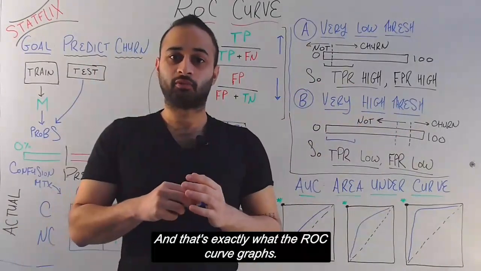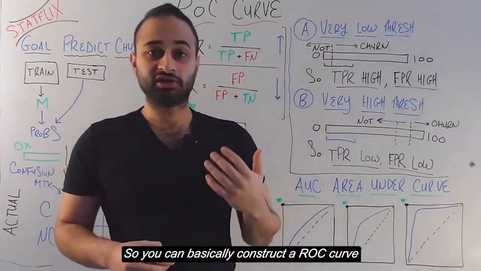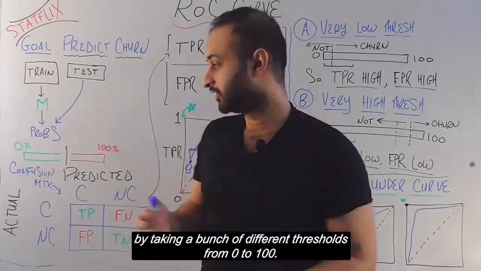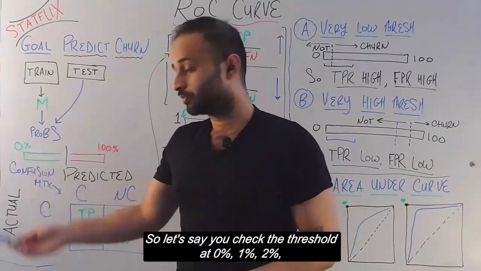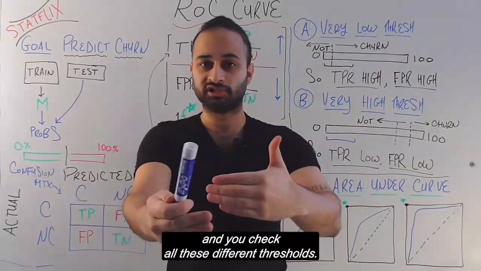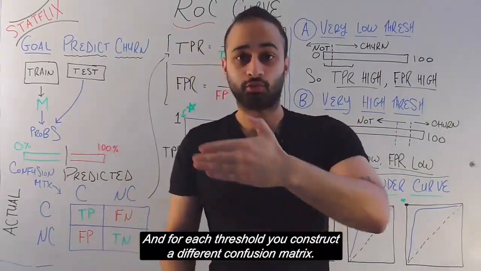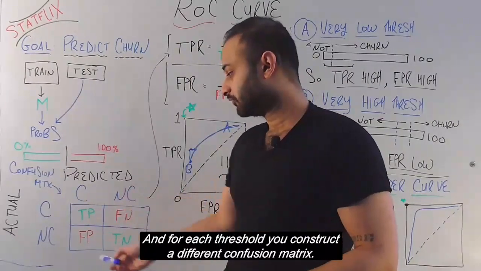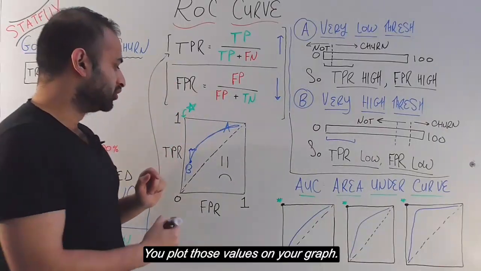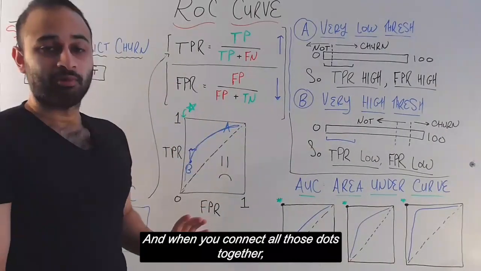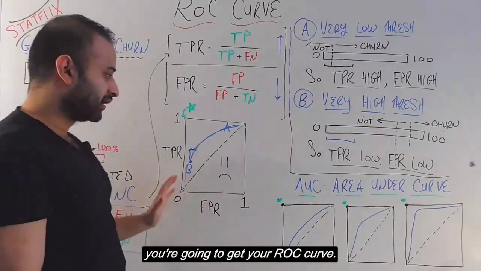And that's exactly what the ROC curve graphs. You can basically construct a ROC curve by taking a bunch of different thresholds from 0 to 100. So let's say you check the threshold at 0%, 1%, 2%, and you check all these different thresholds. For each threshold, you construct a different confusion matrix. You'll get different values for TPR and FPR. You plot those values on your graph, and when you connect all those dots together, you're going to get your ROC curve.